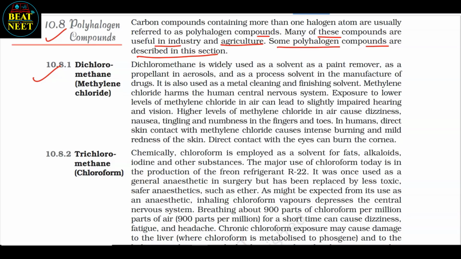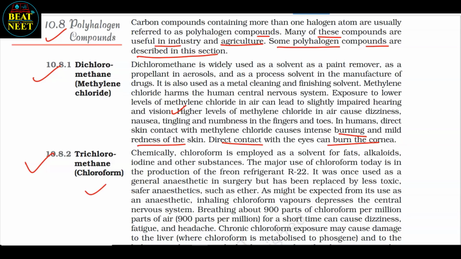Methylene chloride harms the human central nervous system. Exposure to lower levels of methylene chloride in air can lead to slightly impaired hearing and vision. Higher levels of methylene chloride in air cause dizziness, nausea, tingling, and numbness in the fingers and toes. In humans, direct skin contact with methylene chloride causes intense burning with mild redness of the skin. Direct contact with the eyes can burn the cornea.